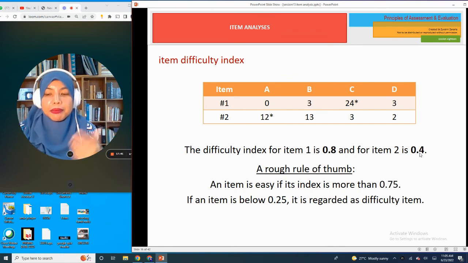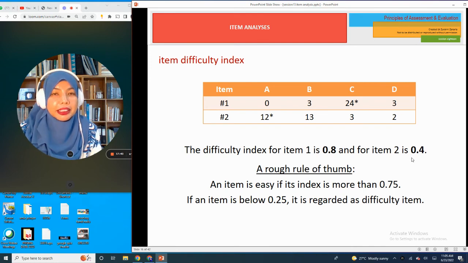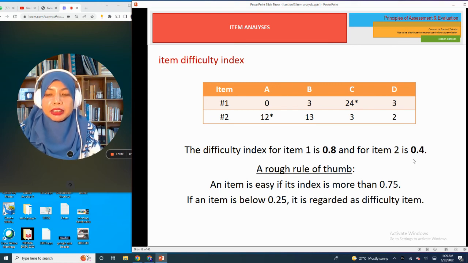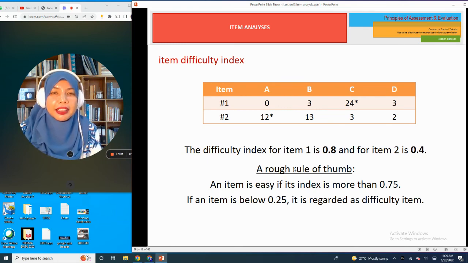Or you can just simplify. The item is difficult because only 40% answer the item correctly. Or the item is difficult because the index is 0.4. That's the closer index to 0 within the range of difficult items. So that's a longer version of the explanation.